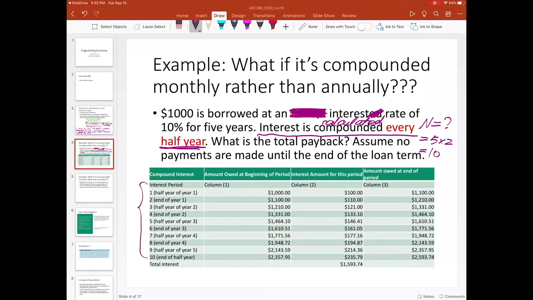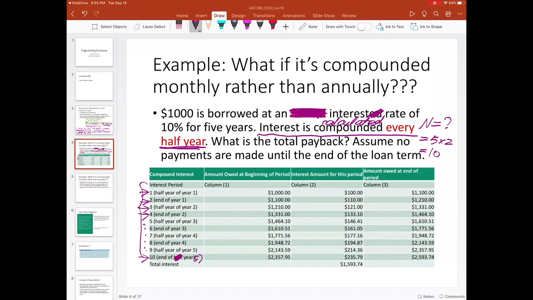That's why we now have 10 rows to fill up. The first row will be the half year of the first year. The second row will be the end of year 1. The third row is the half year of year 2. The fourth row is the end of year 2, and so on, until you get to the end of year 5.